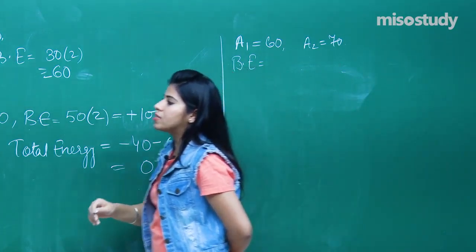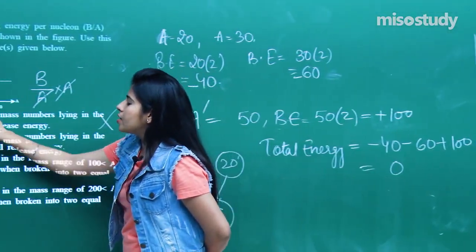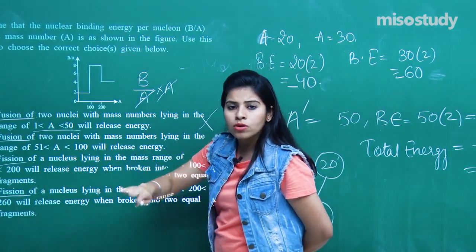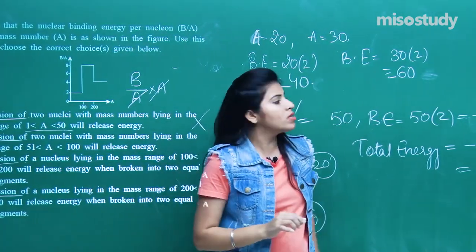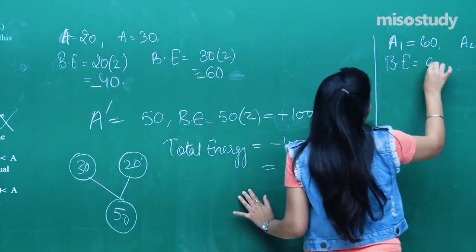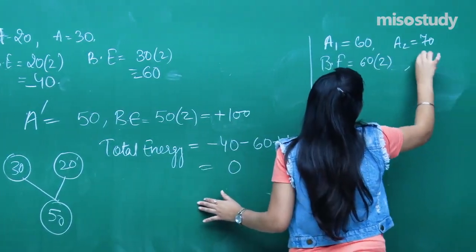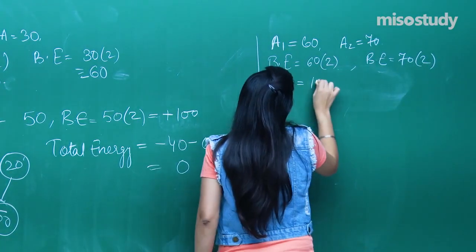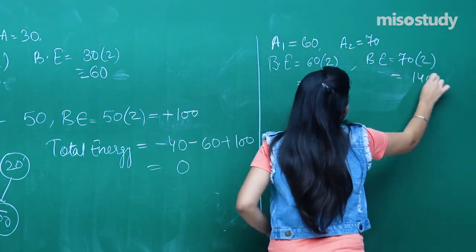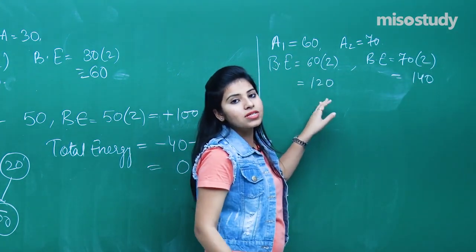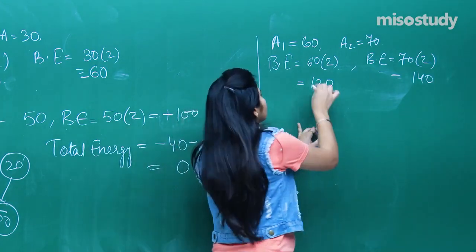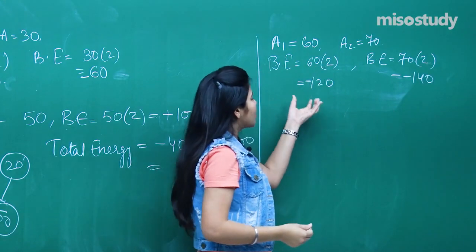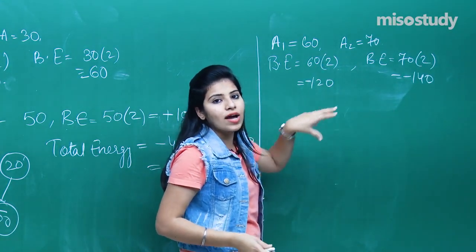Now just let me consider this graph. Again 60 to 70 has binding energy per nucleon as 2. So again we have to multiply it with 2. So multiply this by 2. In this case also 70 multiplied by 2. So 120 and 140. Definitely it will be negative because this energy will not be released, we have to give this energy to fuse them together. So because we are providing this energy, that is why it is negative.